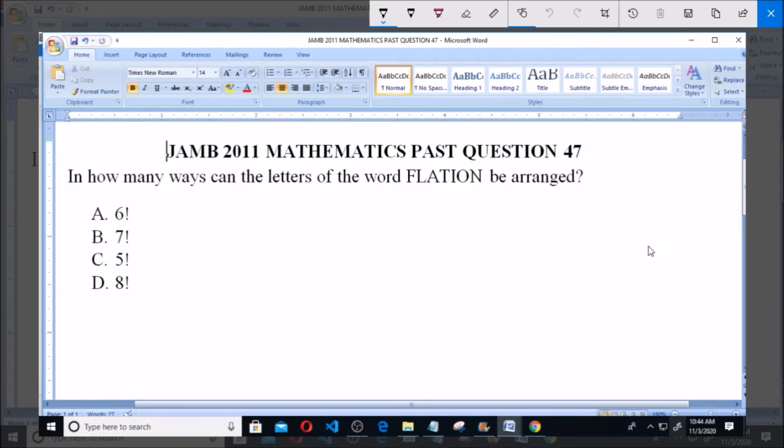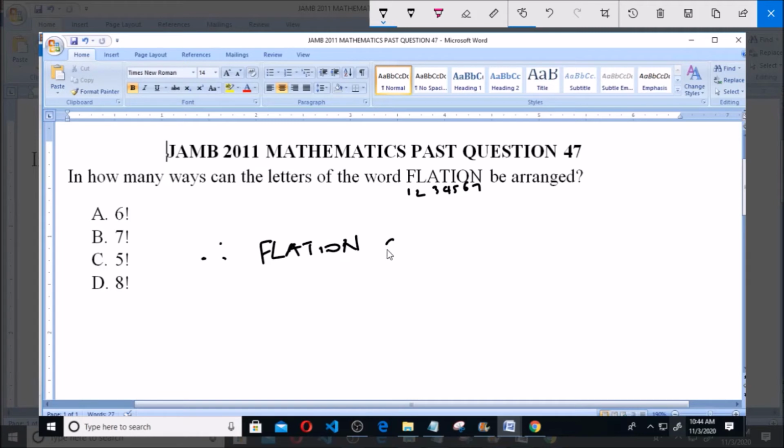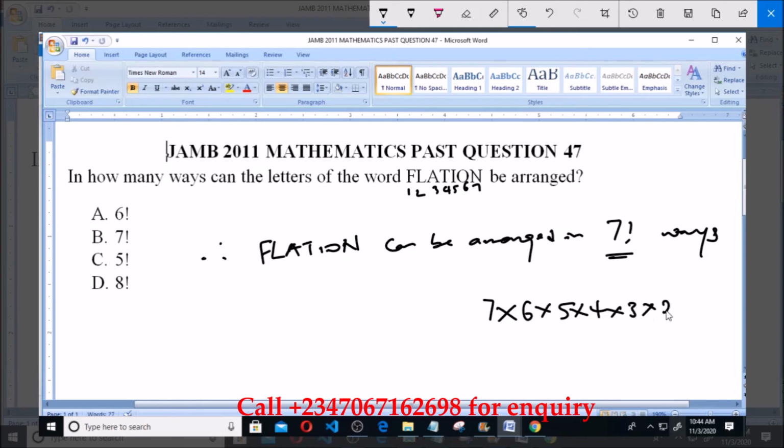Now, looking at this word "affliation", how many letters does it have? 1, 2, 3, 4, 5, 6, 7. Therefore, we can say that "affliation" can be arranged in 7 factorial ways. Since it has 7 letters, it can be arranged in 7 factorial ways. This 7 factorial simply means 7 times 6 times 5 times 4 times 3 times 2 times 1 ways. So the answer is option B, 7 factorial ways.